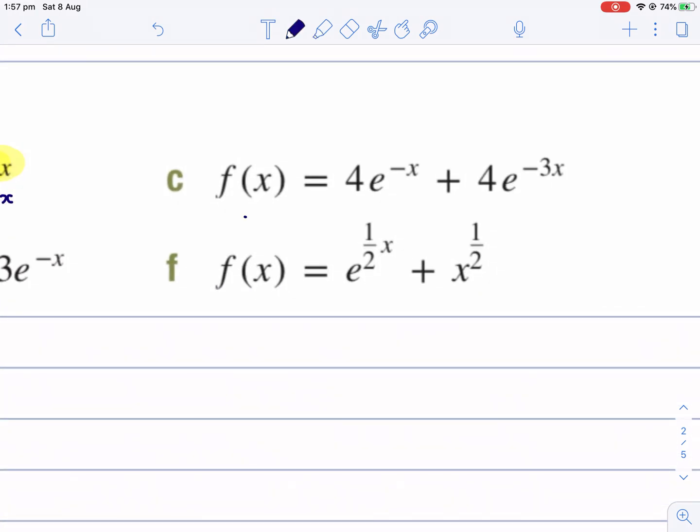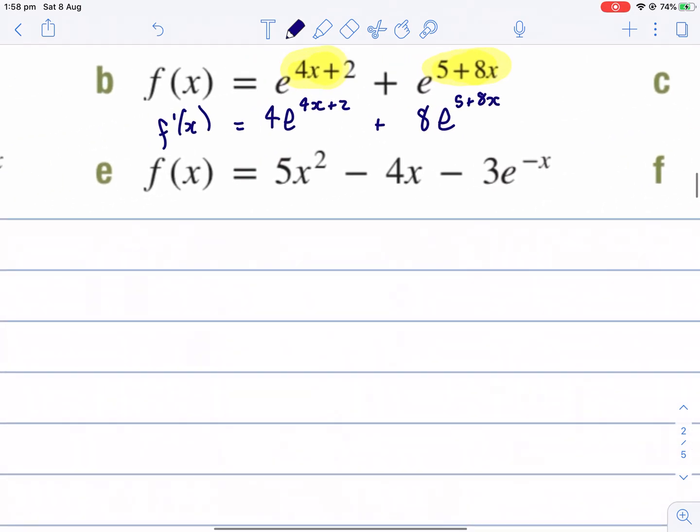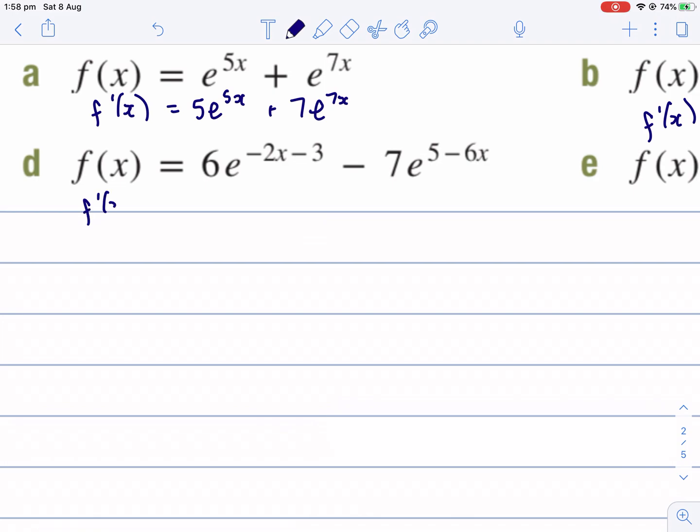This one, we're going to end up with negative 4e to the negative x, and we're going to have negative 12e to the negative 3x, because it'll be 4 times negative 3, negative 12. This one, the derivative of this thing is negative 2, so 6 times negative 2, negative 12e to the negative 2x take 3. Derivative of this one is negative 6. Negative 7 times negative 6 is positive 42, e to the 5 take 6x.